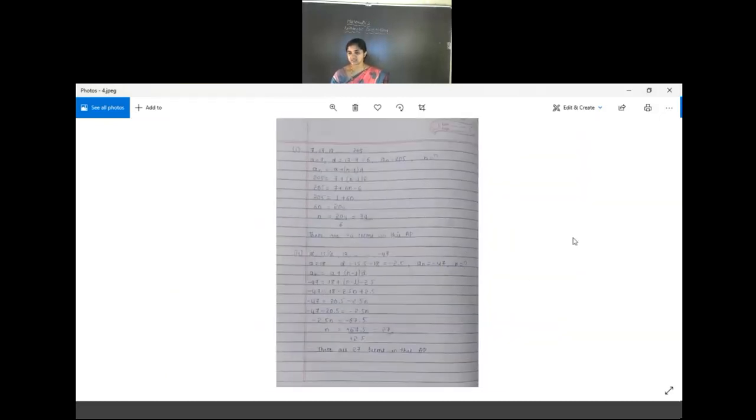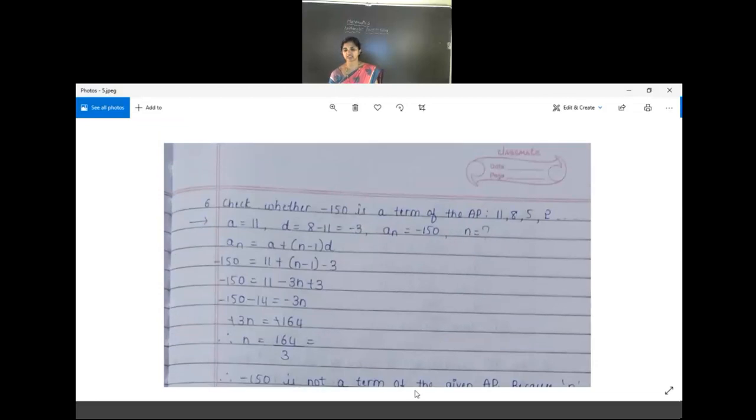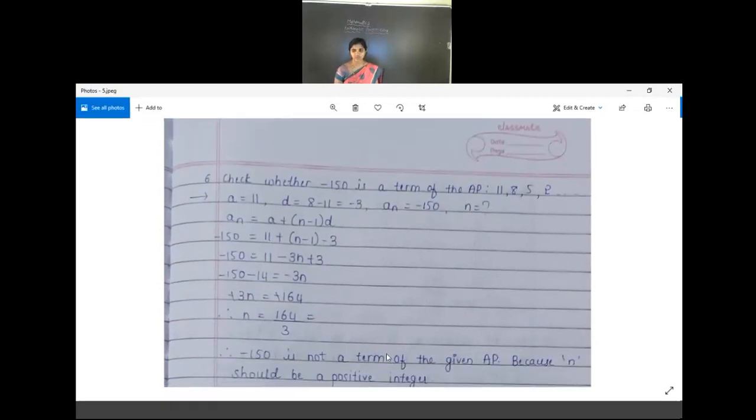I think this is clear now. So you have got a clear picture of this type of number of terms question, identifying the number of terms in the given AP. You have got the idea now. Yes. Now again we are moving to the next, sixth question. The sixth question is also like an example problem.